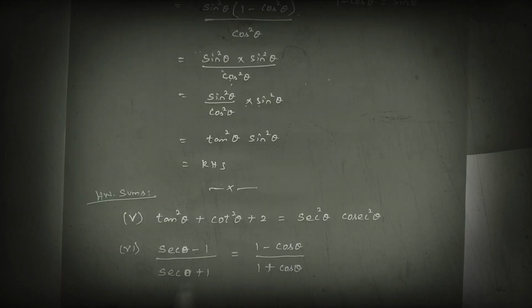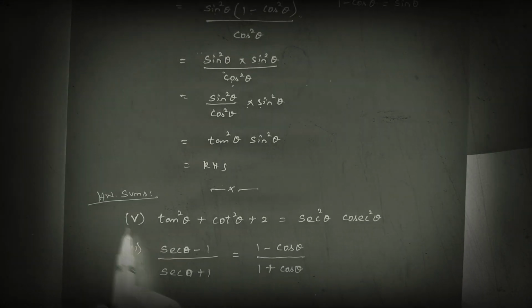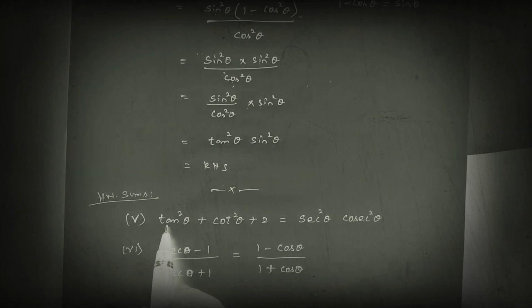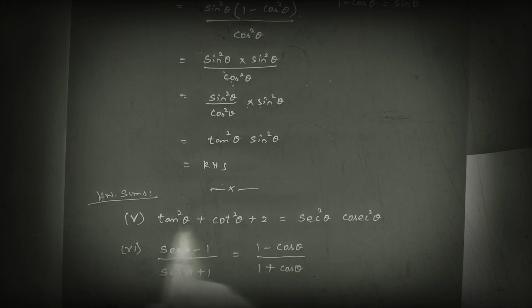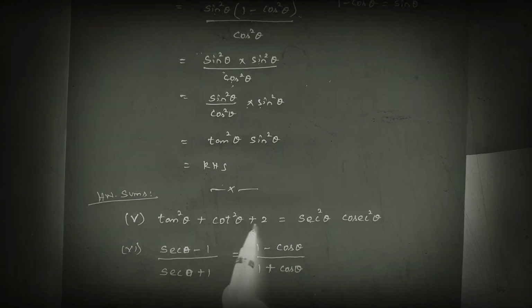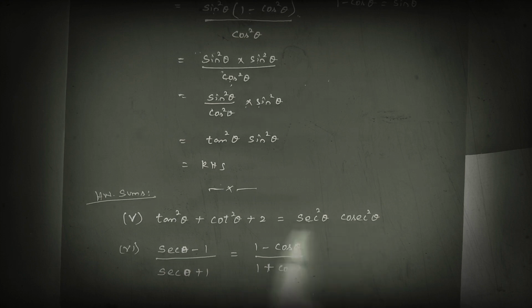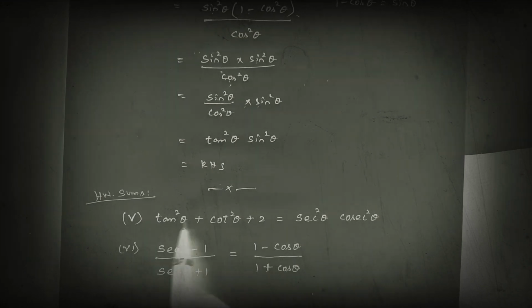Homework sums, subdivisions number 5 and 6. Prove that tan square theta plus cot square theta plus 2 is equal to sec square theta into cosec square theta. The same method. See, in the RHS we have only one term, so better you take the LHS. In the LHS, how many terms do we have? 3 terms, so we are going to simplify the 3 terms.